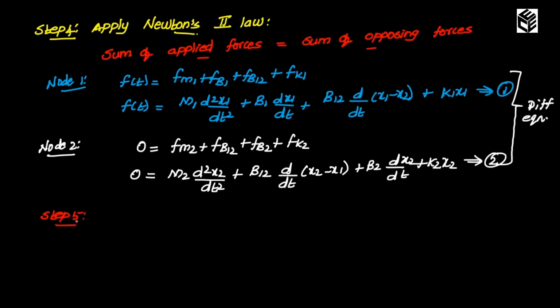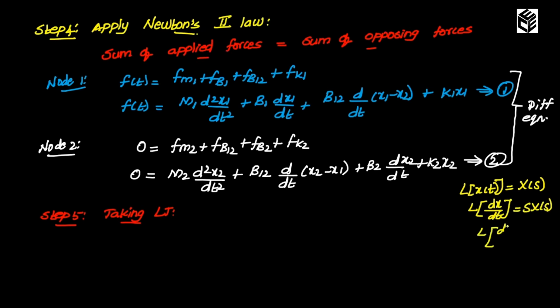What is our fifth step? Taking Laplace transform. Recall the formulas of Laplace transform. Laplace transform of x of t is equal to x of s. Laplace transform of dx by dt is equal to s into x of s. Laplace transform of d square x divided by dt square is equal to s square x of s. Now I am going to apply Laplace transform for first equation.